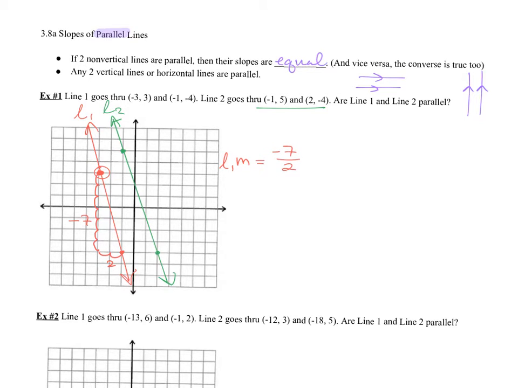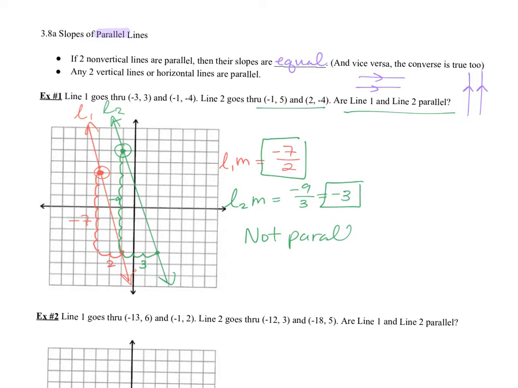My green line, if I start at the left point and go 1, 2, 3, 4, 5, 6, 7, 8, 9, and then 1, 2, 3, so down 9 over 3. For line 2, my slope is -9 over 3, and when you reduce that, you get -3. This is -3.5. Those are not the same slope. So when they ask you, are the lines parallel? You would say, these are not parallel because it's not the same slope. Okay, so that's one way to do the problem.